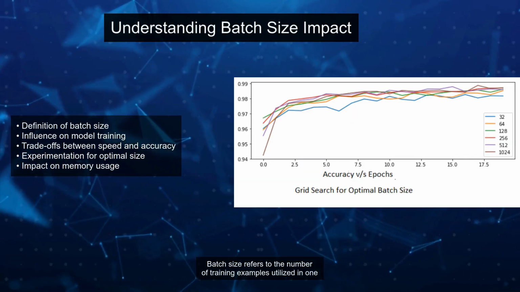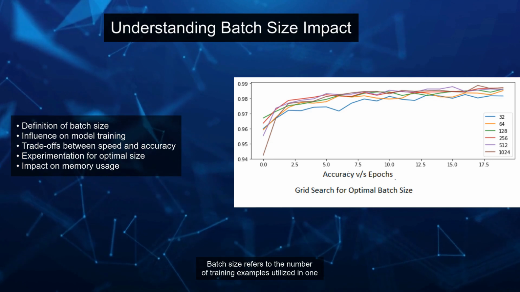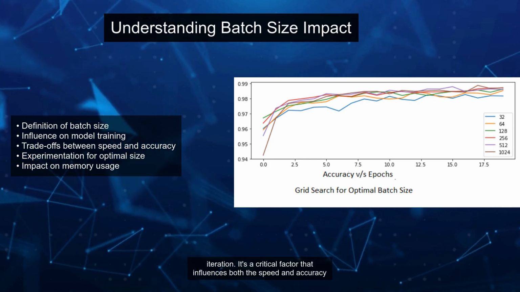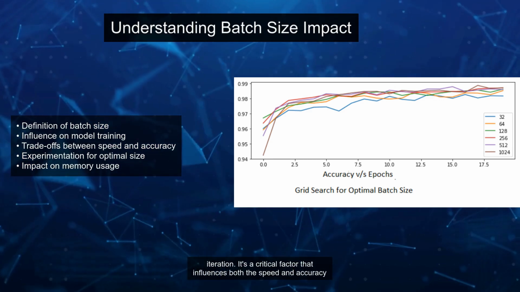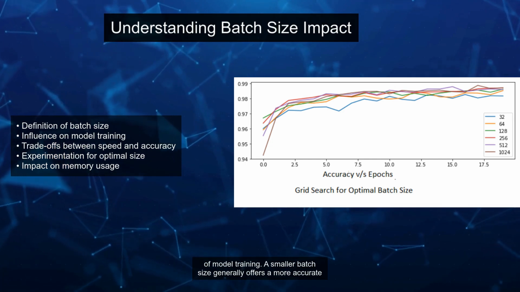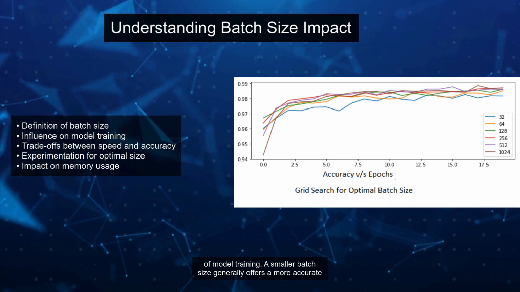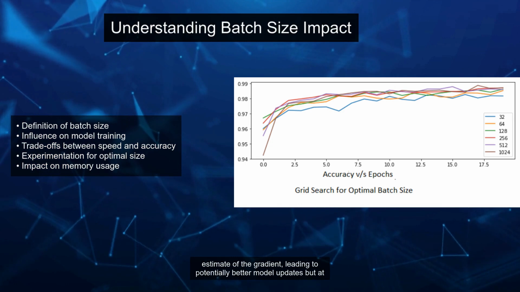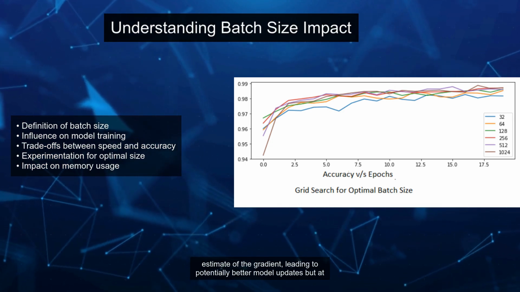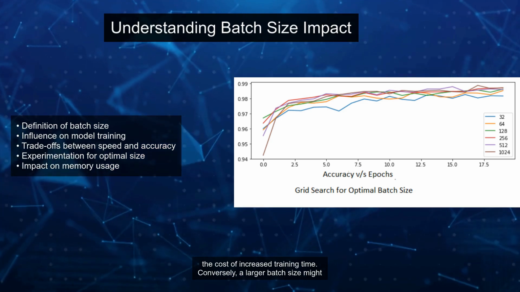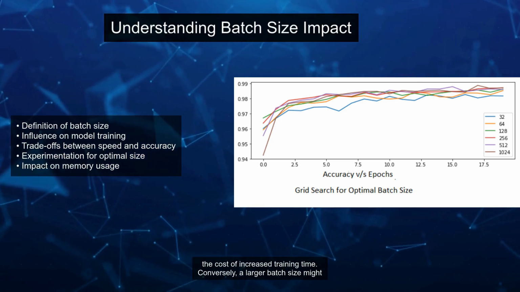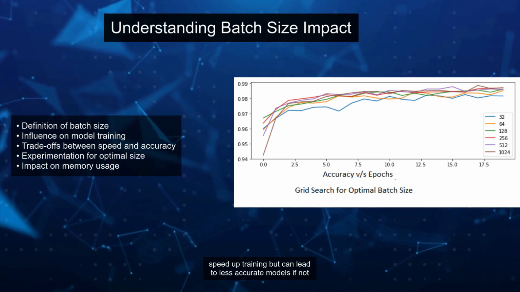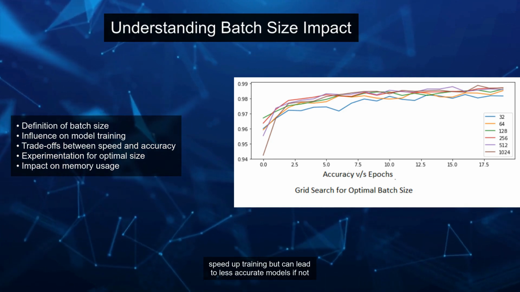Batch size refers to the number of training examples utilized in one iteration. It's a critical factor that influences both the speed and accuracy of model training. A smaller batch size generally offers a more accurate estimate of the gradient, leading to potentially better model updates but at the cost of increased training time. Conversely, a larger batch size might speed up training but can lead to less accurate models if not balanced correctly.